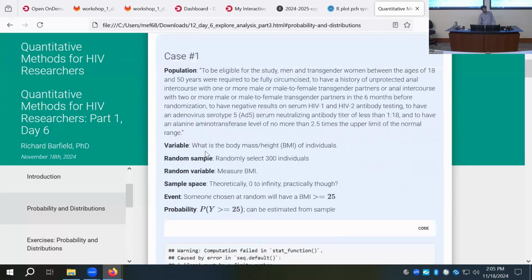So the variable here may be, say, what is the body mass or height of these individuals? Then we may randomly select 300 individuals, measure the BMI, and look at the sample space. For BMI, what is technically the sample space? It could be 0, it could be all the way up to infinity. And we want to know the probability that someone has a BMI greater than or equal to 25. That's what we're going to estimate.